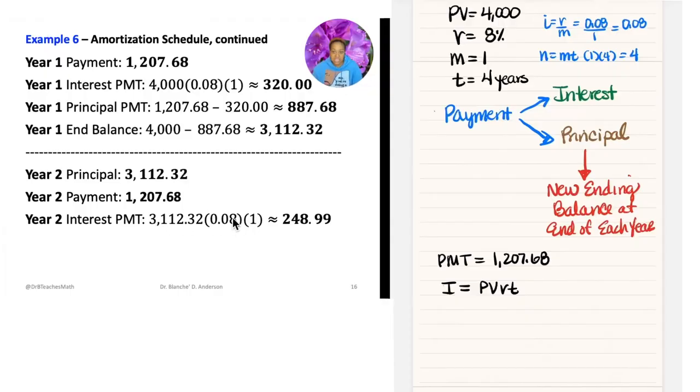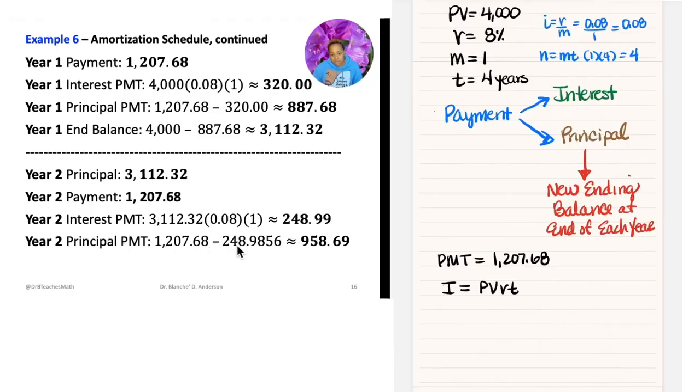Why can we do this? Because we're calculating the interest just for that 1 year. This formula works because it's 1 year. And then when you find that, you get $248.99. You're going to subtract that $248.99 from your payment.